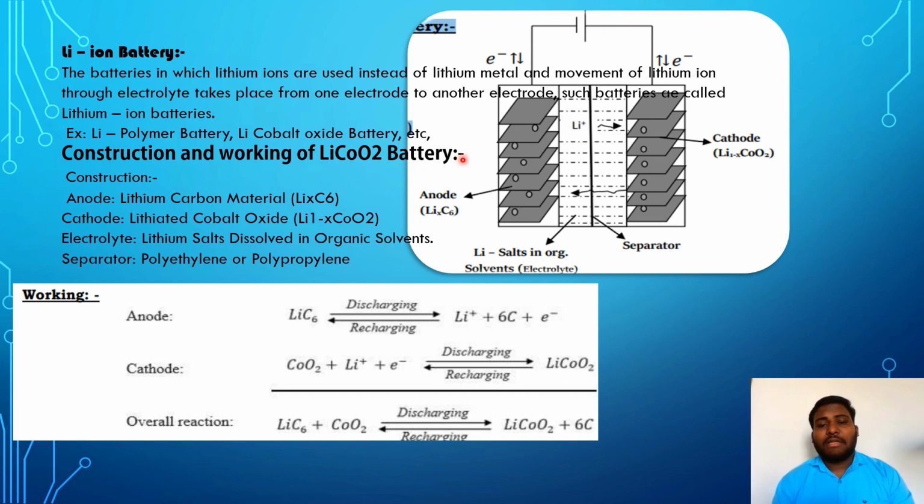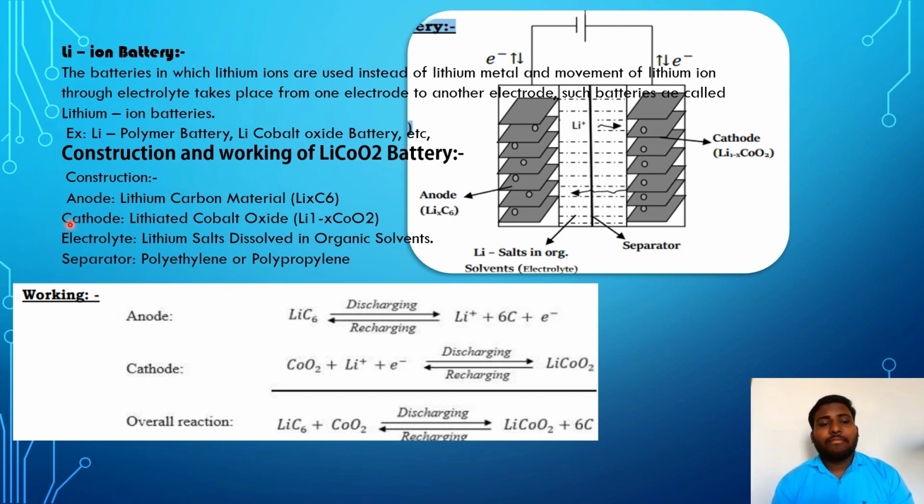And here there is no usage of metal, it is ions. Examples: lithium polymer battery and lithium cobalt oxide battery. We are going to deal with the construction of the lithium cobalt oxide battery, as you can see here the name, and this is the formula. Make sure this formula is important.